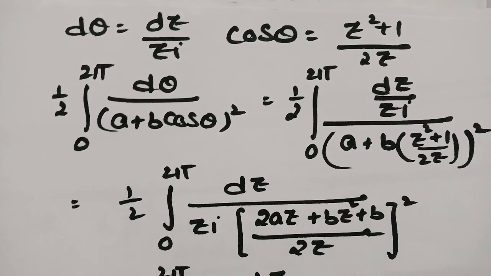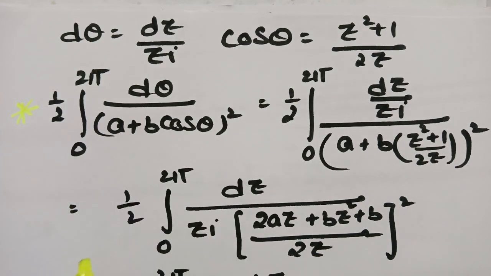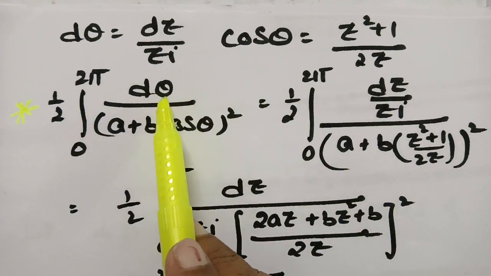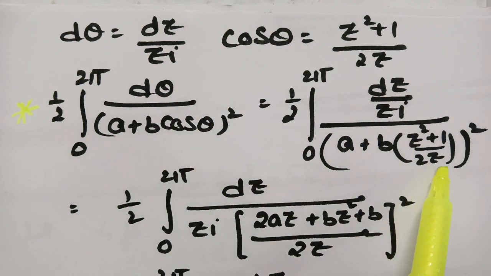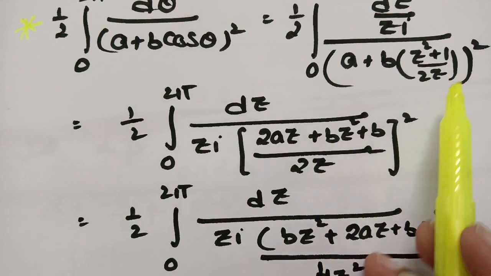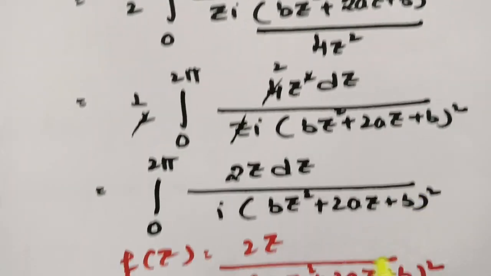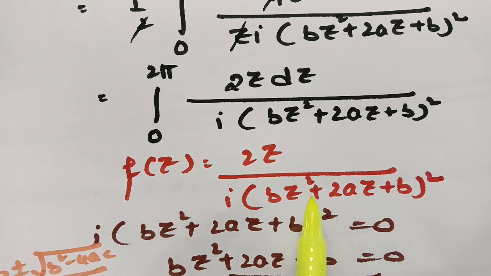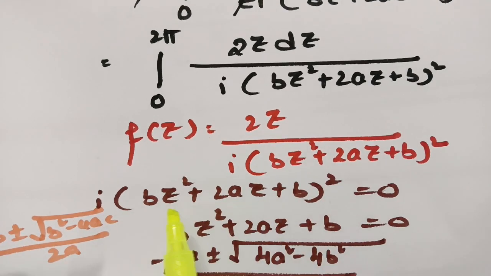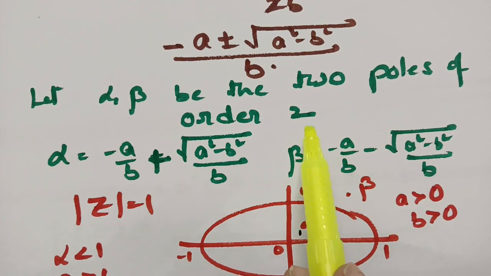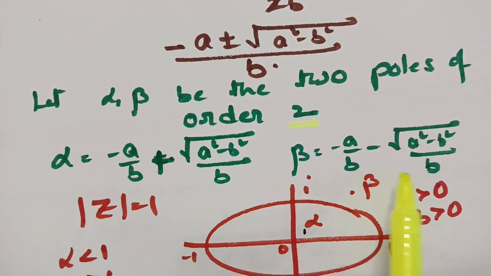See here, in this integral, if I substitute d theta value as this one and cos theta value as (z square plus 1) by 2z whole square, and take 2z as LCM and solve, f of z value is this one. With the f of z value, if I equate the denominator to 0, I will get the pole values. So here are the two pole values, alpha and beta, the two poles with order 2. Here this is alpha and this is beta.